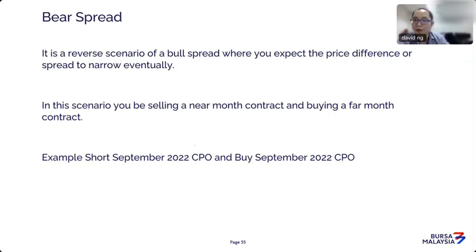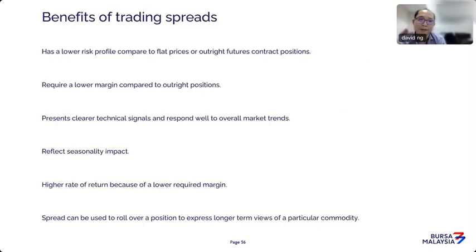Now, a bear spread is the vice versa, a reverse scenario, where you're looking at prices in the nearer months to be weaker, more bearish as compared to the further months. So therefore, the spreads will eventually narrow. That means you are shorting, or doing a bear spread on the market.